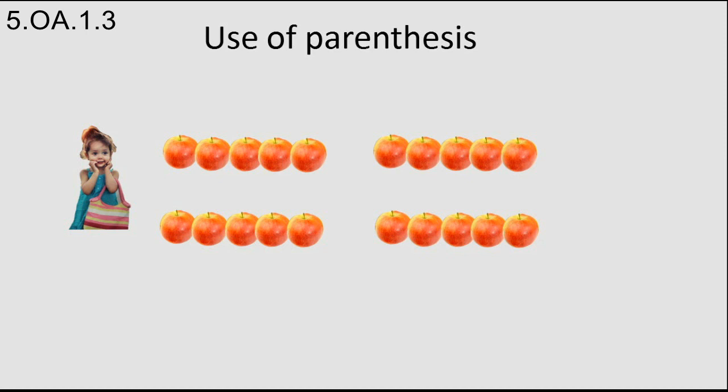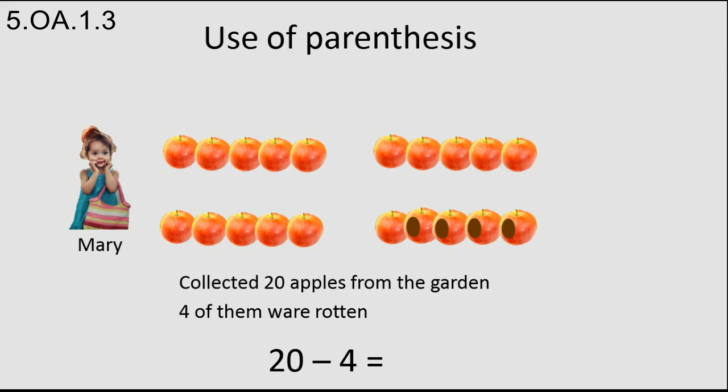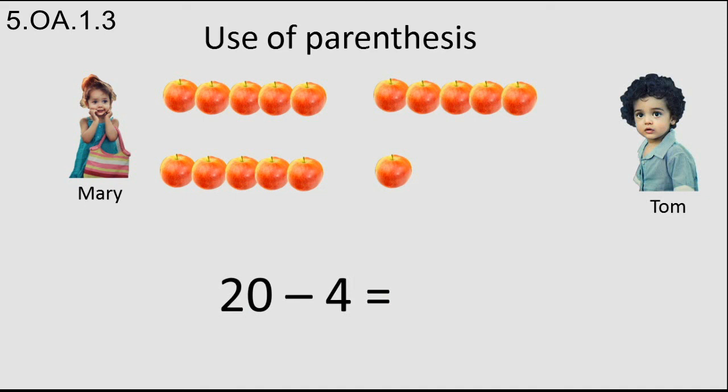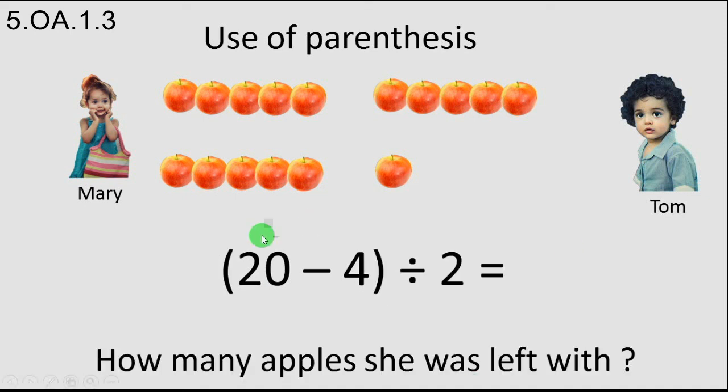Let's solve now a problem about brothers and, of course, use of parentheses. Mary has collected 20 apples from the garden. After that, she discovered that 4 of them were rotten. So, she discarded them. Now, she has to split her apples with her brother, Tom. That means everything split in 2. You see, the total number of apples are inside parentheses, and everything is divided by 2. How many apples she was left with?